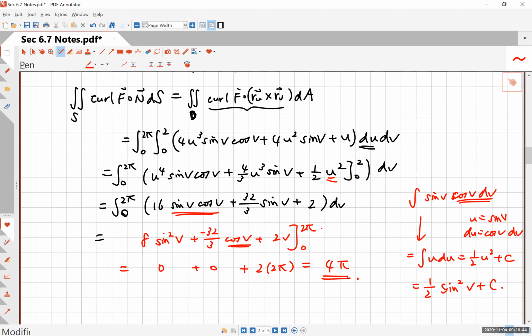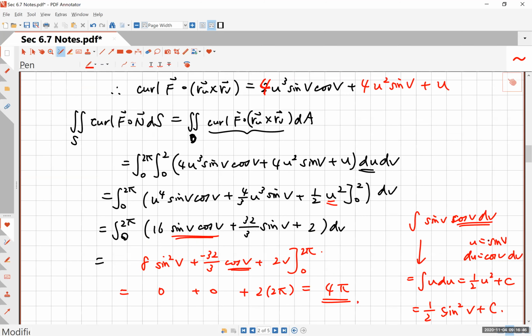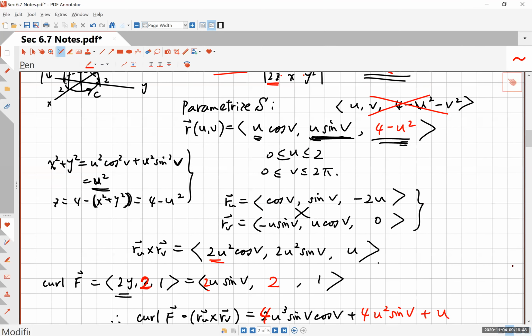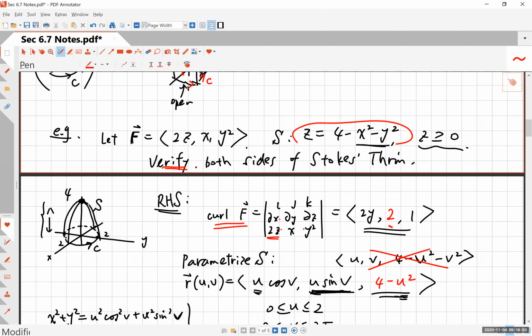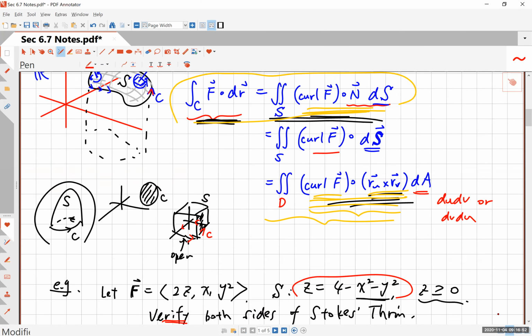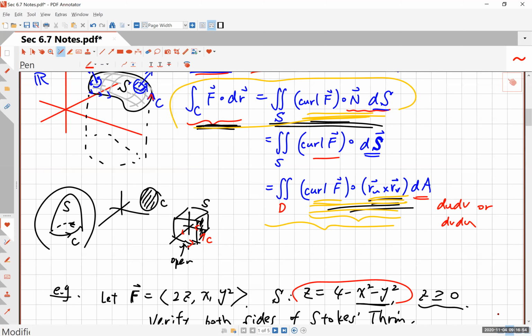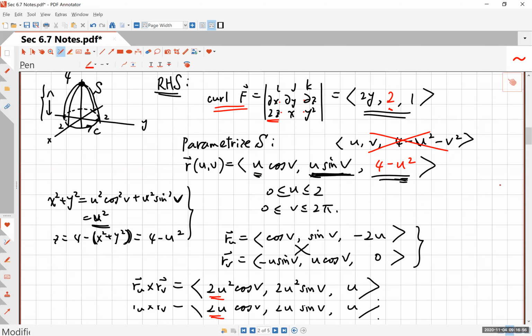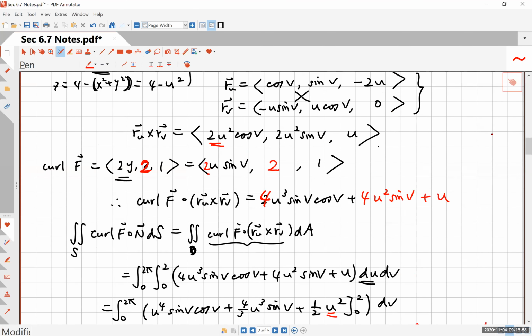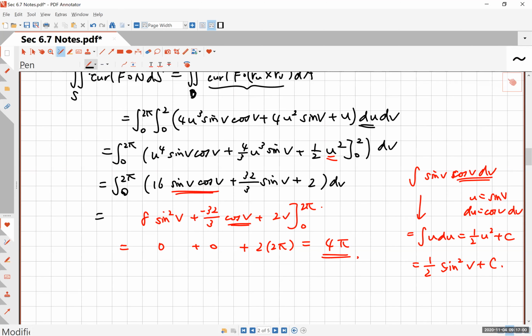All right, what did we just calculate? Remember, we just calculated the harder side of this because the question was to verify that both sides of Stokes' theorem are equal to each other. And we just said the right-hand side is equal to 4 pi. Okay, now it's your turn. Let's go to the left-hand side.